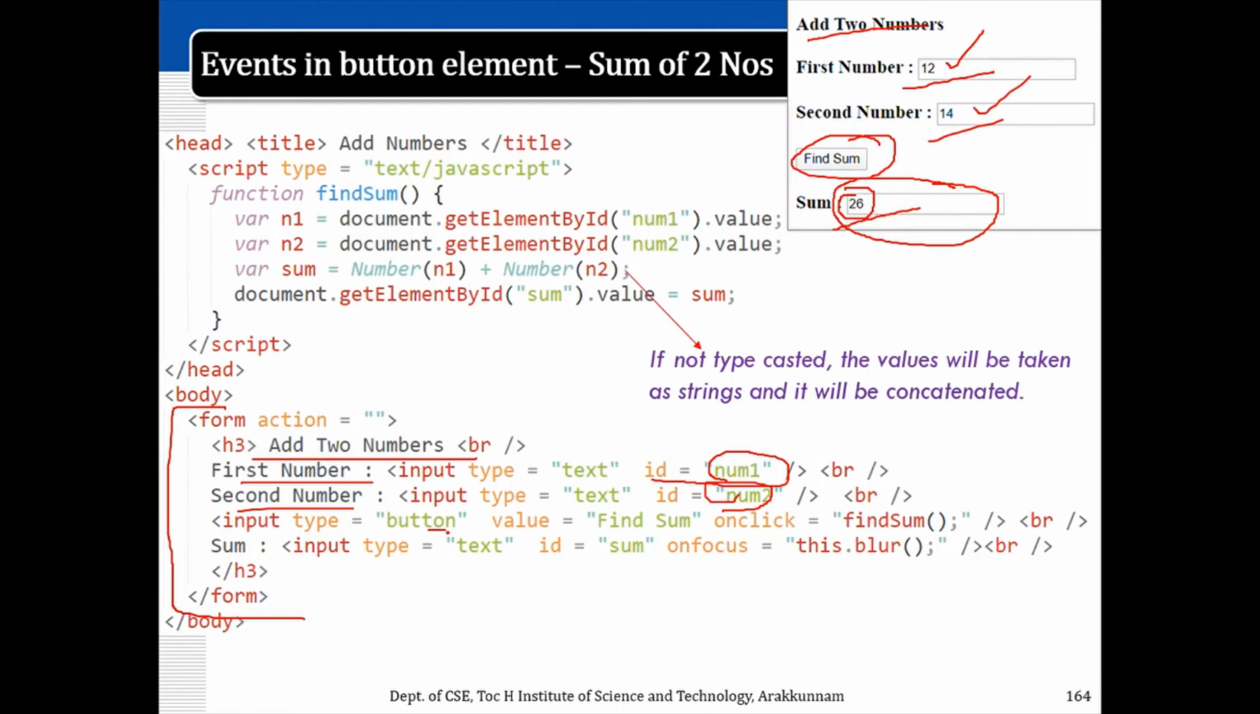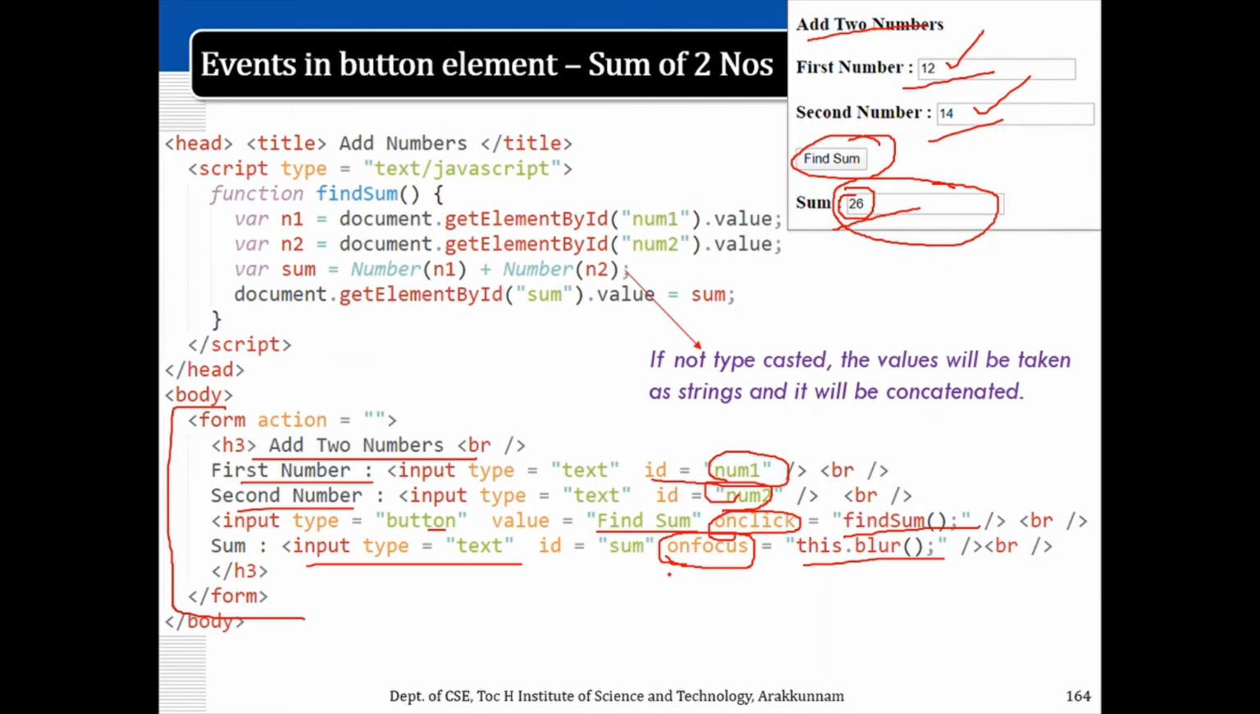Then I have a button, value is equal to find sum, onclick. So the onclick event of this button triggers the calculation of the sum. Find sum is the function which I have invoked here. On clicking this, it will invoke the function. And finally, I have another input text box, and in this, onfocus, this.blur. Blur is nothing but it is fading the focus of that. The user will not be able to enter anything into it.